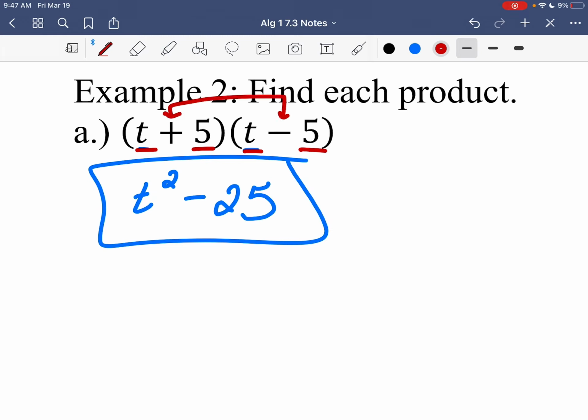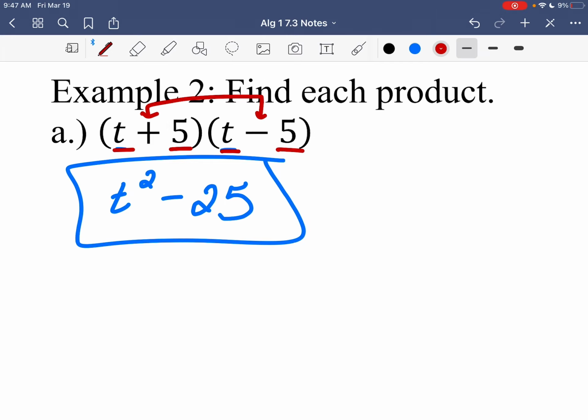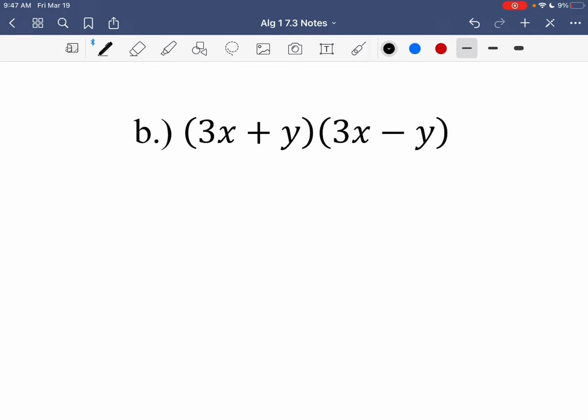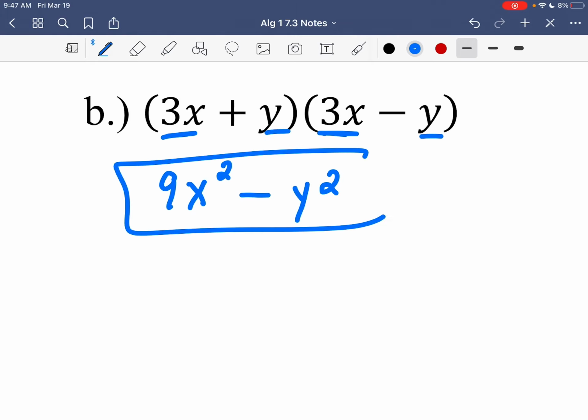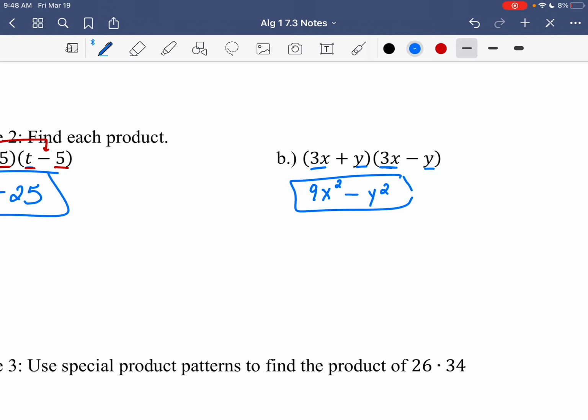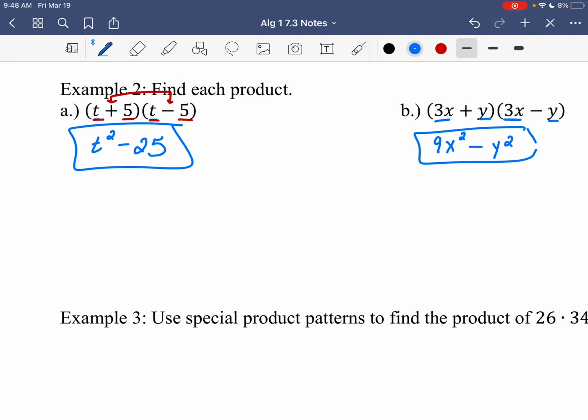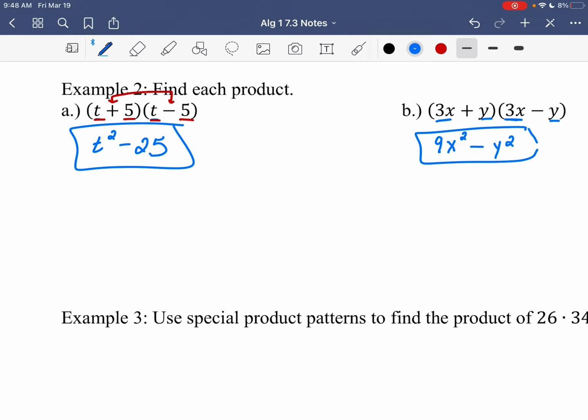This doesn't work if they're both plus. It doesn't work if they're both minus. Okay, next one. I square the first. So take 3x times itself, 9x squared. Subtract the square of the second, y squared. Done multiplying. All right, so there's what we call the sum and difference pattern. Or a lot of times we refer to it as a difference of squares pattern.